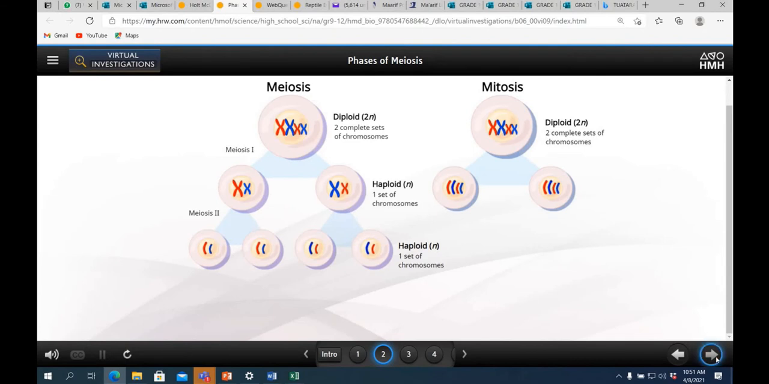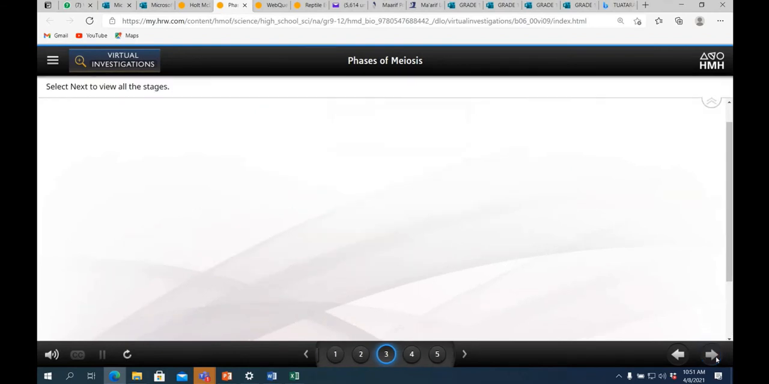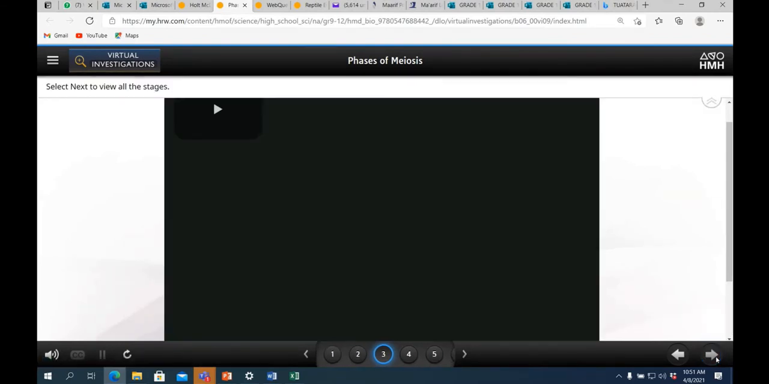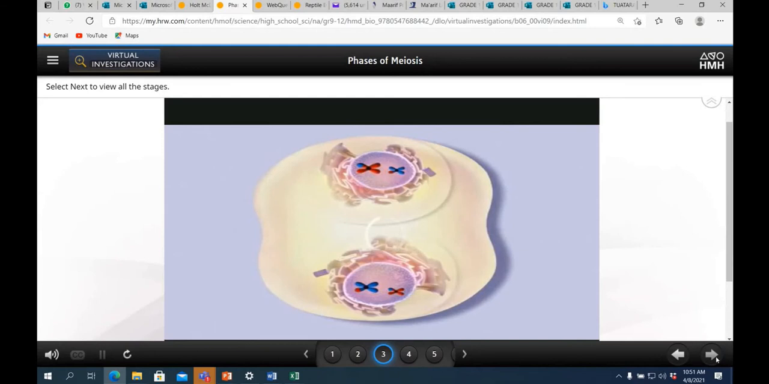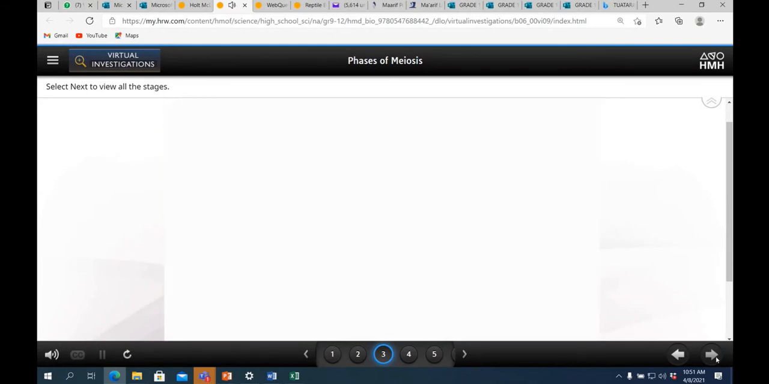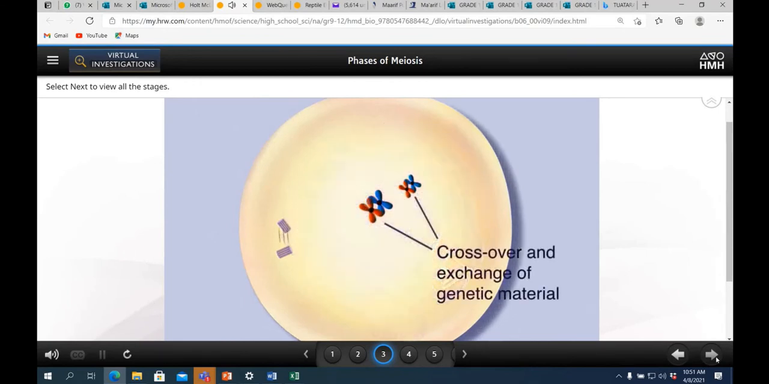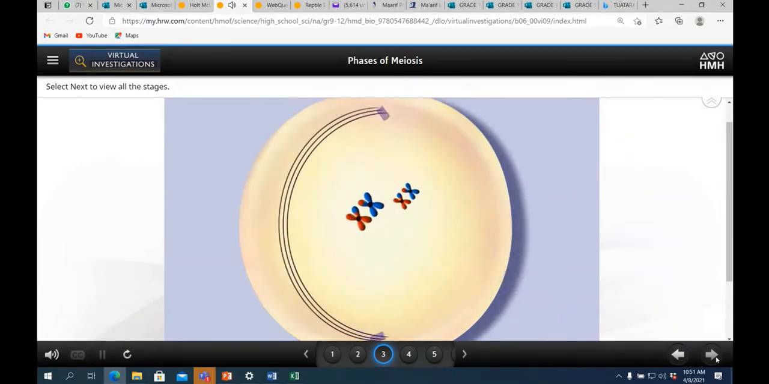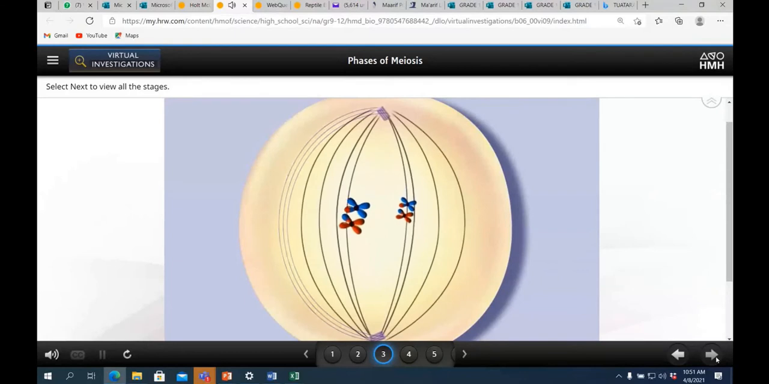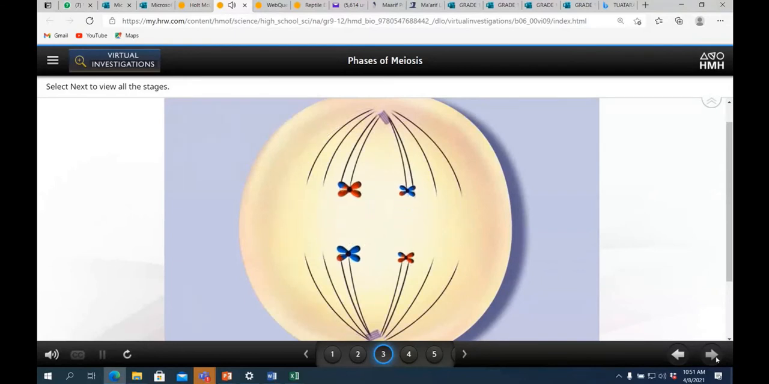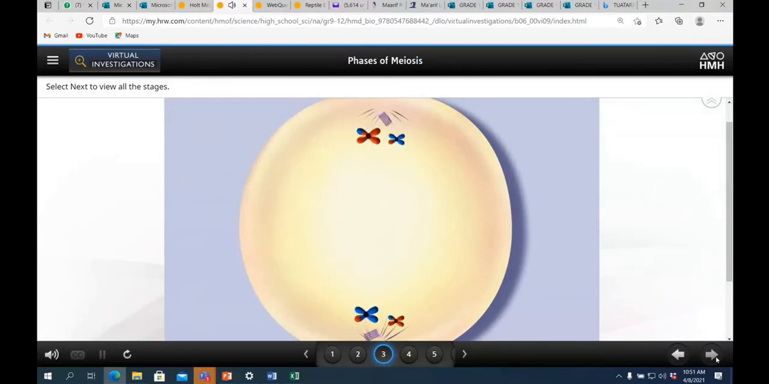Got it, ladies? Any doubts, questions so far? The animations above show a cell and its chromosomes as they move through all of the phases of meiosis. As each stage plays, pay attention to the movement of the chromosomes. Also observe how many sister chromatids there are at each stage. Use the Next button to move through the stages.